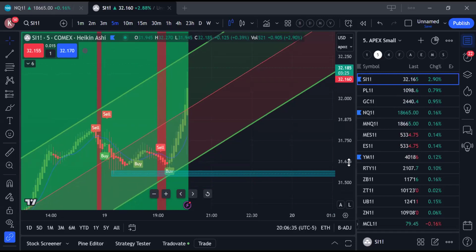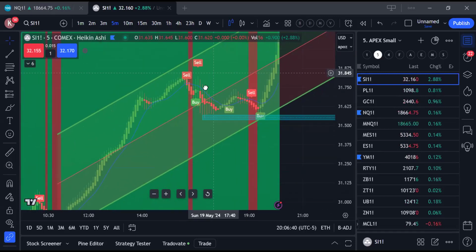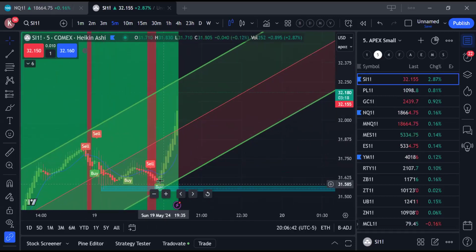Again, it will make your job very easy. You don't need to look at multiple indicators, just one indicator. If the color is green, you get a buy signal. Confidently, you can buy.